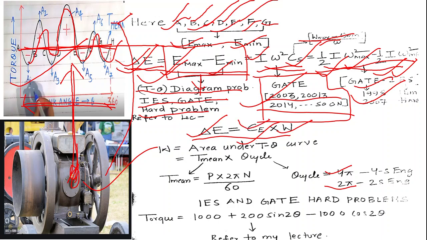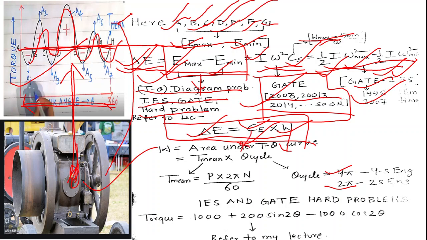Okay friends, and the W is the work done in the cycle. Now using this formula, delta E can be determined by finding out the W, that is the work done in the cycle, or C, that is the coefficient of fluctuation of energy. Now see how we will achieve this.